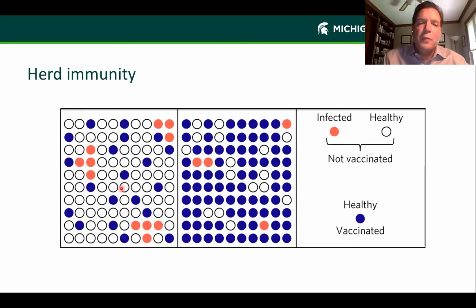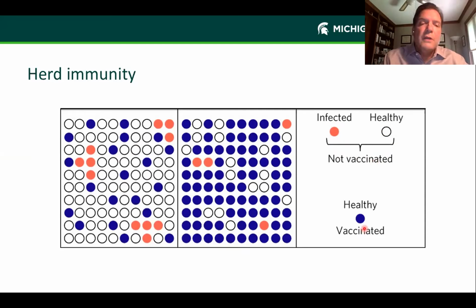So let's look at two populations. In this scheme, we have two populations, this one and this one. And the map is that infected but not vaccinated people are in red. Healthy people who are not vaccinated, in other words, they are the susceptibles in the population, are in clear or white circles. And then the healthy but vaccinated people are in blue.